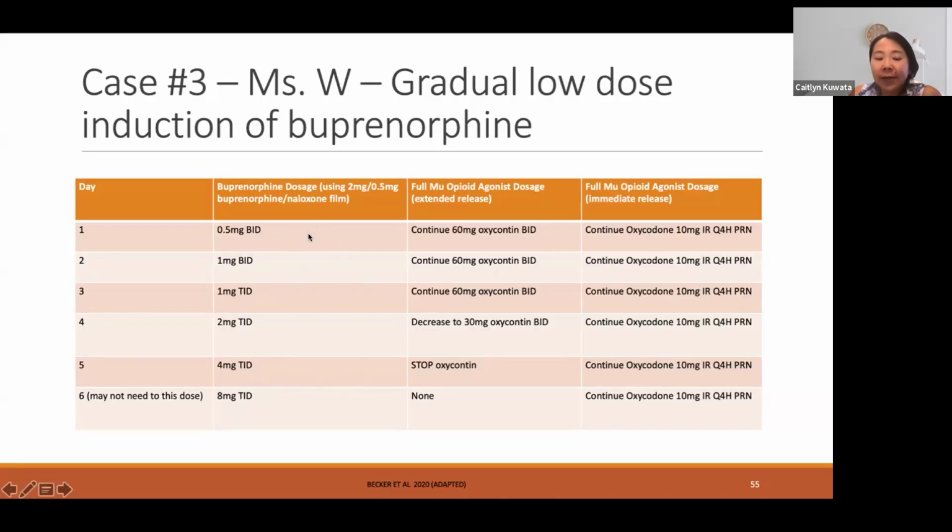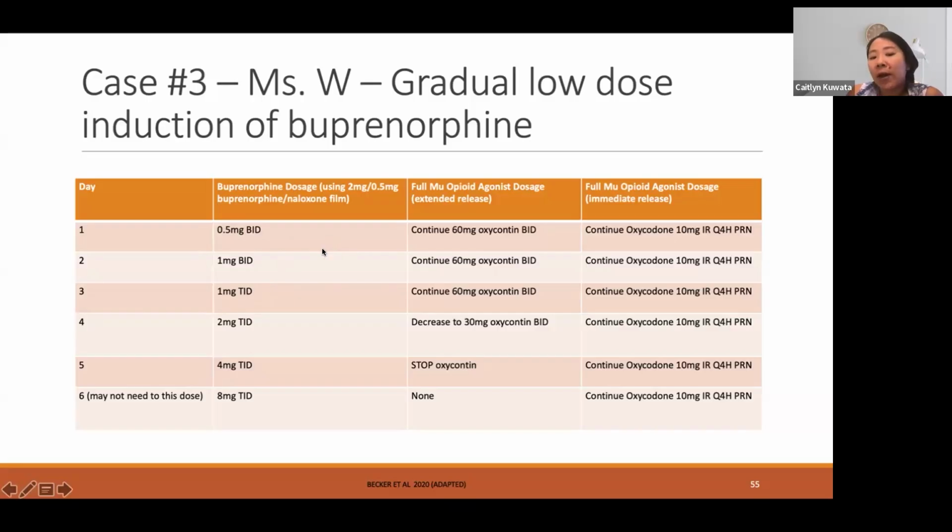Some clinics or providers will set up pill boxes where they pre-cut all these pieces for the patient. So it's very clear on this day, I take a quarter of a film, this day I take a half a film, because it can be hard to follow those instructions. There are some pharmacies that will do this blister packing as well.